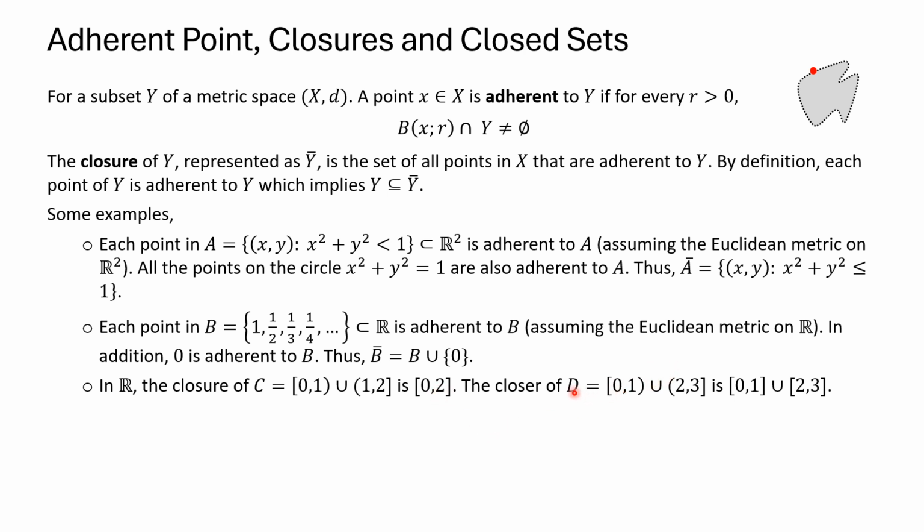And the second example here is we can take the union of the interval from 0 to 1, including 0, not including 1, and then going from 2 to 3, but not including 2, but including 3. And then for the closure, we just have to add 1 to this and 2 to this, and this is our closure.